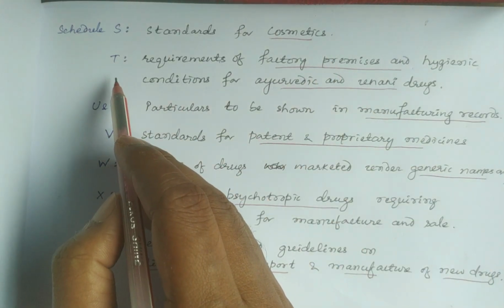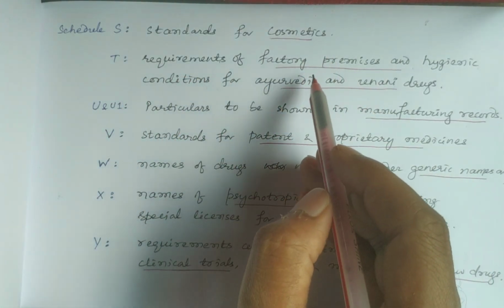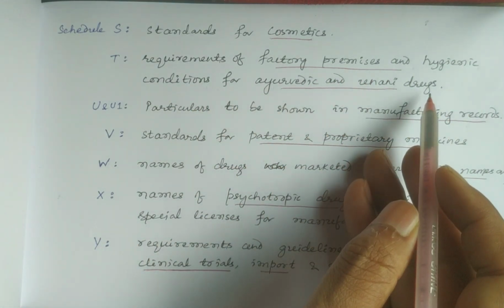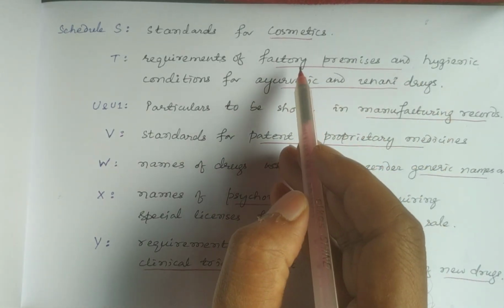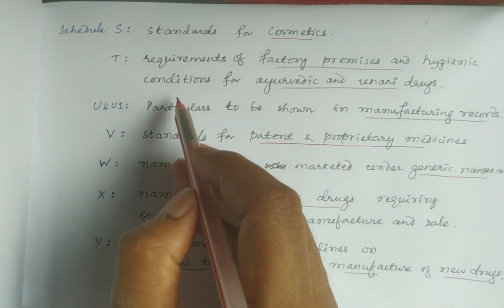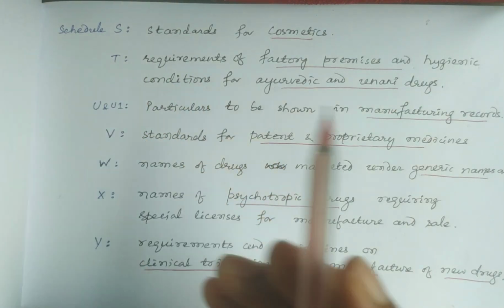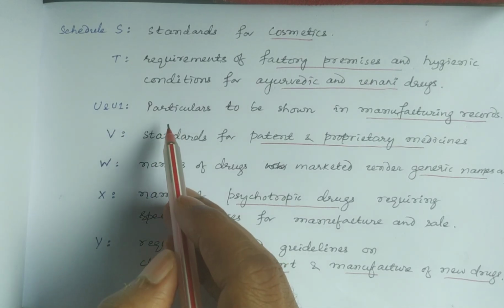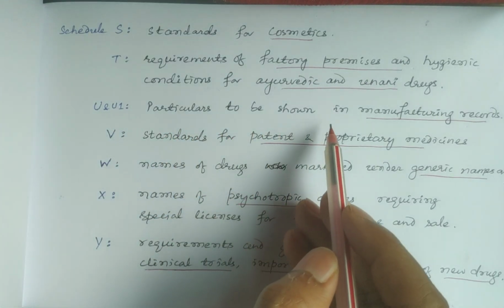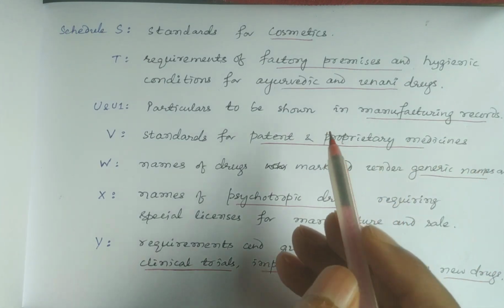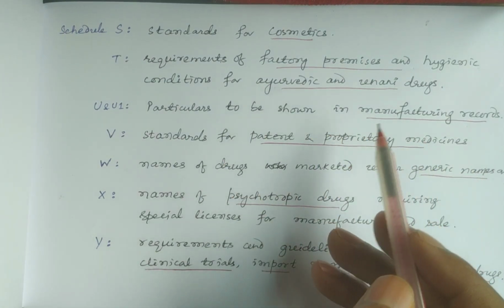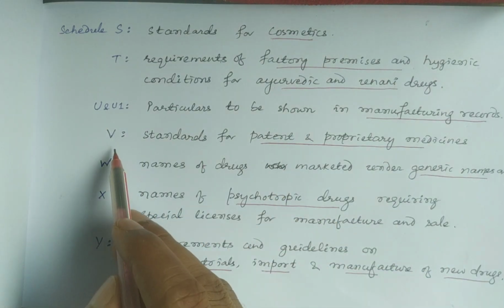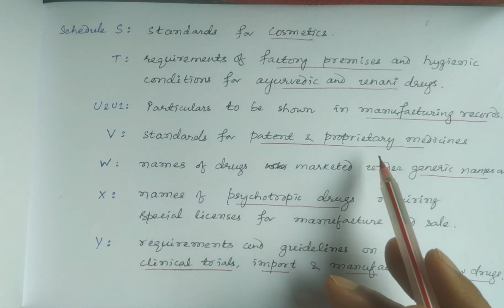Schedule T lays down the requirements of factory premises and hygienic conditions for Ayurvedic and Unani drugs. For Ayurvedic and Unani drugs, what should be the factory premises and other hygienic conditions requirement is given in Schedule T. Then U and U1 deal with particulars to be shown in manufacturing records. So in a manufacturing unit, how should the record be maintained, that is given in Schedule U and U1. Schedule V gives the standards for patent and proprietary medicines.